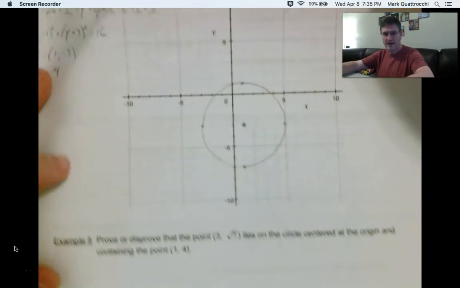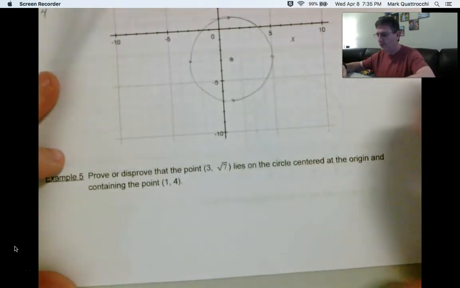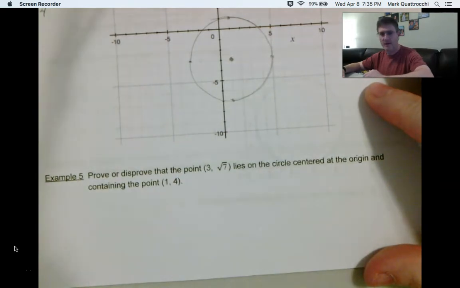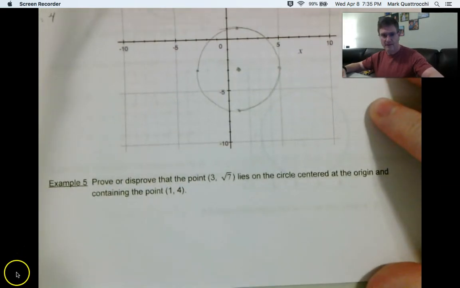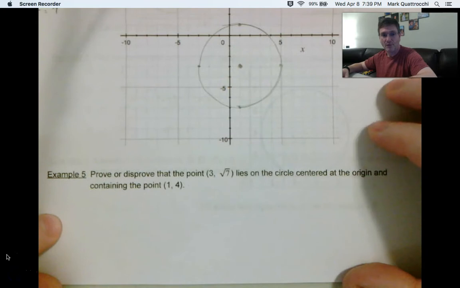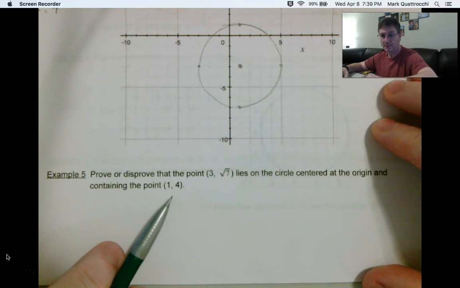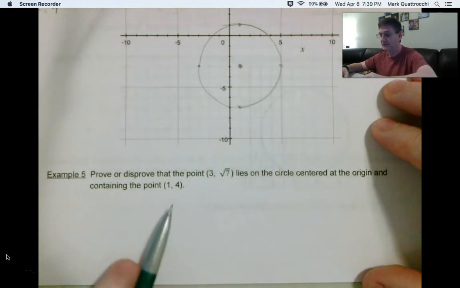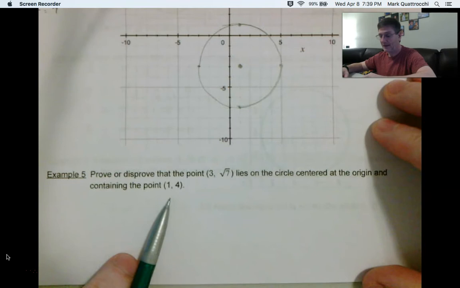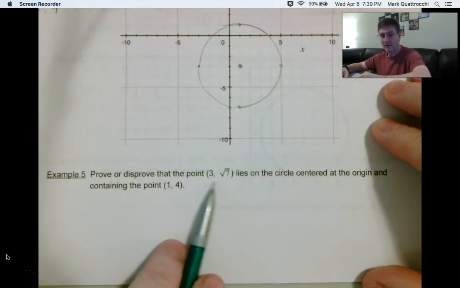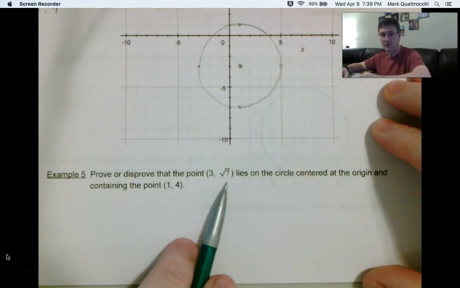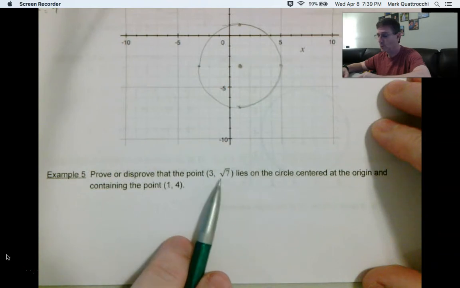Okay, example 5. In example 5, prove or disprove that the point 3 comma square root 7 lies on the circle centered at the origin containing the point 1 comma 4. To do this problem, we first need to come up with the equation for the circle that has a center at the origin containing this point, and check to see by putting 3 comma square root 7 into that equation to see if it actually fits and works.